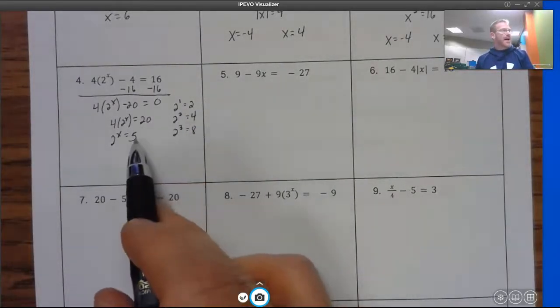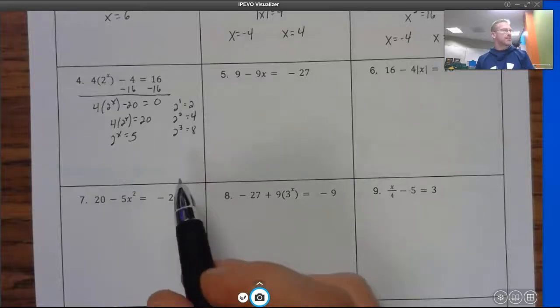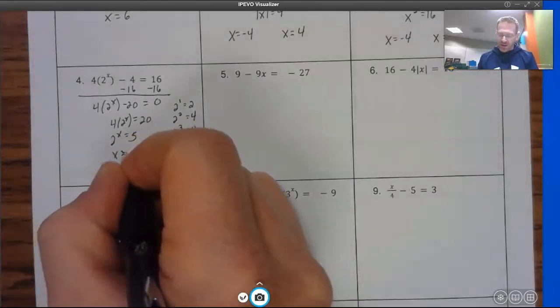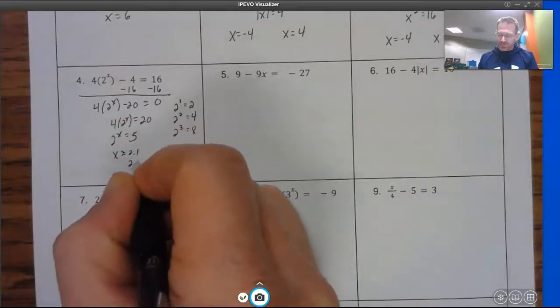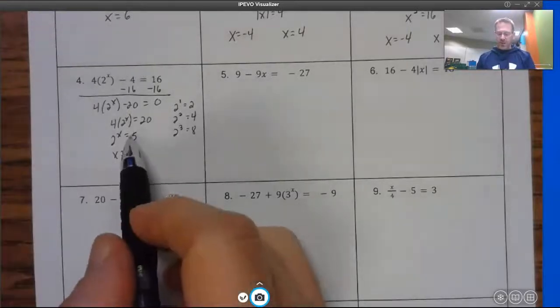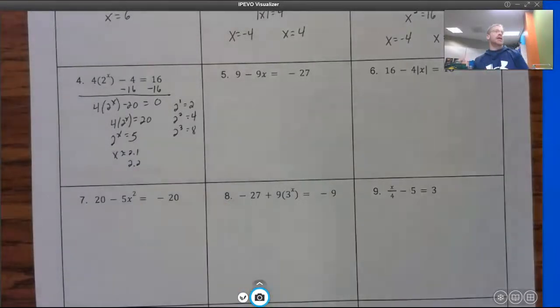And since I'm at 5, 5 is closer to 4, so my answer is going to be a little bit more than 2. And so you can just approximate this, right? 2.1, 2.2. And really what I'm looking for is that the answer should be between 2 and 3. And probably closer to 2 versus 3. And if this would have been 7, right, I would have said, oh, maybe 2.8, something like that.